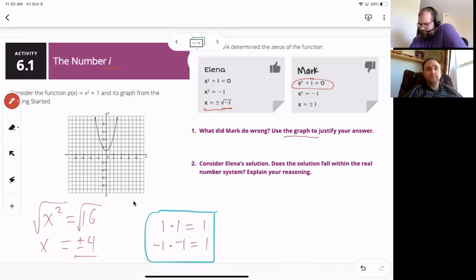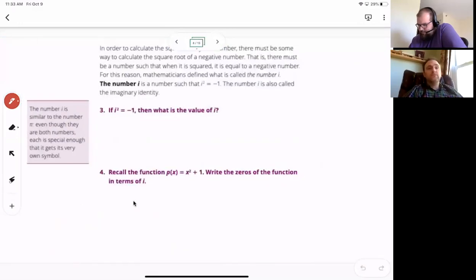Cool. That's fair. Let's find out. So in order to calculate the square of any number, there must be some way to calculate the square root of a negative number. That is, there must be a number such that when it is squared, it is equal to a negative number. So if I take a number, multiply it by itself, I need to get a negative number. Mathematicians defined what is called the number i. The number i is a number such that i squared is -1.